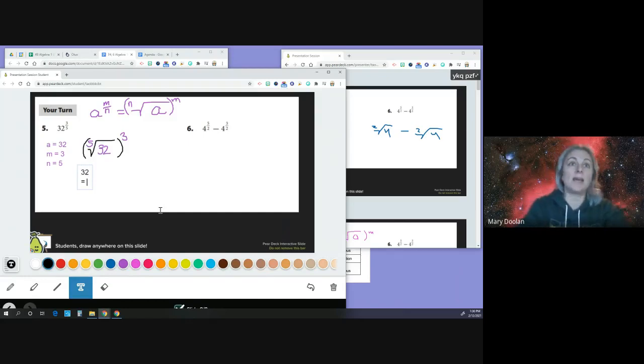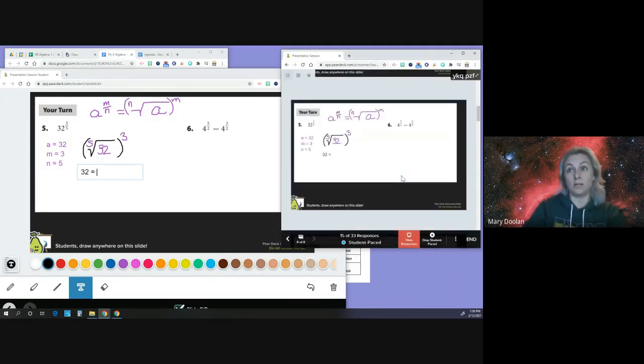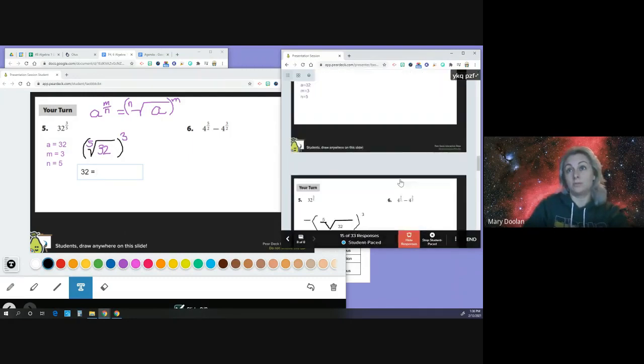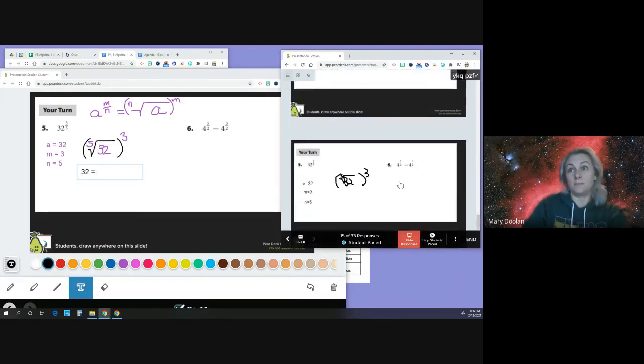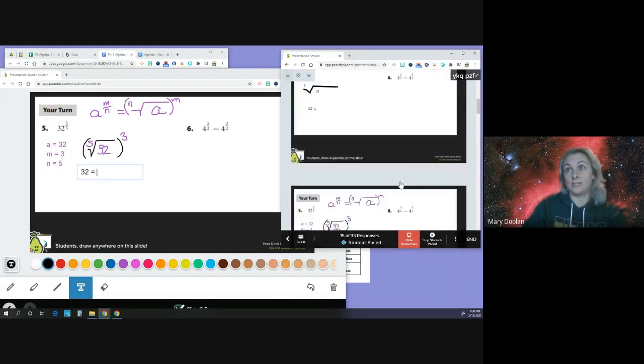32 is the same thing as a lot of things, right? But because the index is 5, I'm trying to think of what 5 numbers I can multiply together to give me 32. Do you know what 5 numbers that are the same number multiply together to equal 32? Seeing if anyone came up with it. It's a small number, relatively speaking.